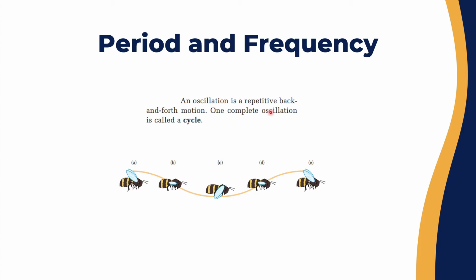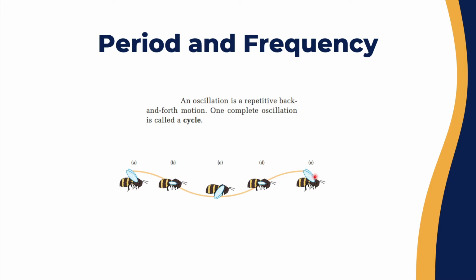So oscillation, as a simple definition, is a repetitive back and forth or rotational motion. One complete oscillation is called a cycle. You can see the bee over here. If you focus on the wings, the bee is oscillating her wings up and down with a certain angle, getting far from each other and back together, back and forth, to be able to push the air around her and push herself and fly. The motion of the bee wings is called an oscillatory motion.